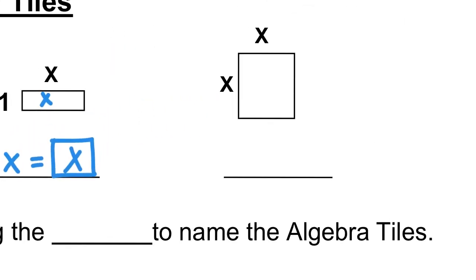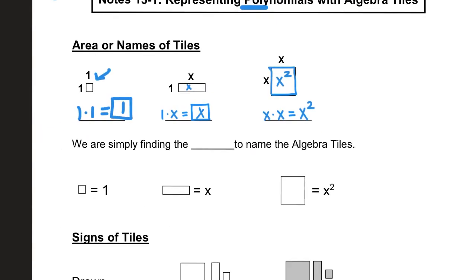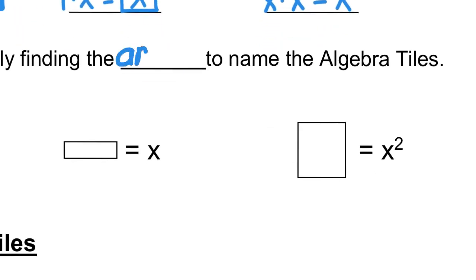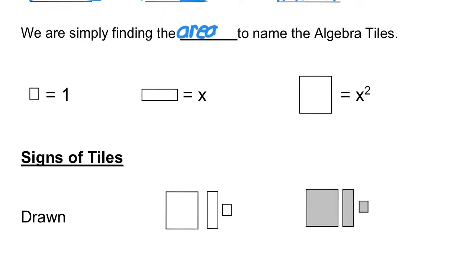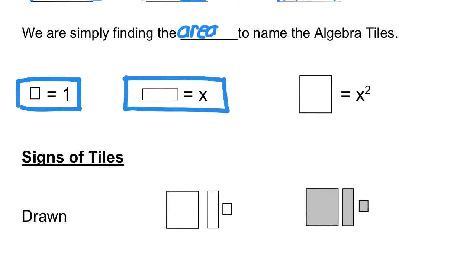However, in this one, it's x times x. In that case, it would be x squared. And guess what? It's a square. So hopefully when you see these, you'll be able to identify which term it's representing. We are simply finding the area to name the algebra tiles. So from henceforth, a 1 unit tile will be 1. The little rectangle will be x, and the big square is x squared.